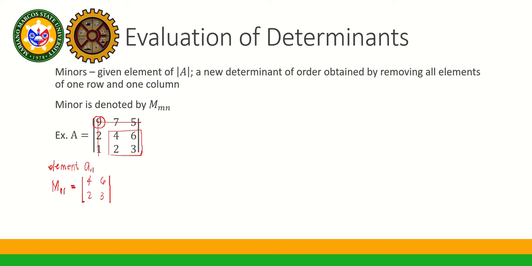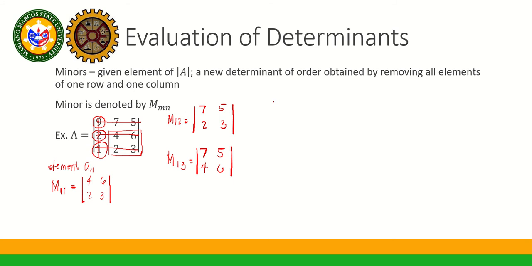Now, if we are going to look for the minor of the element in M12, that is 2. So for M12, this gets removed, and of course this one. We will be left with 7, 5, and 2, 3. So that is how to look for minors. Now, for M13, this is the element we selected. We remove these and we will be left with 7, 5, 4, 6. So that's how easy minors are.